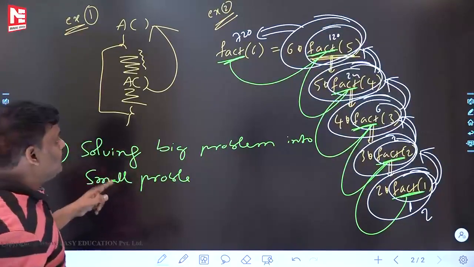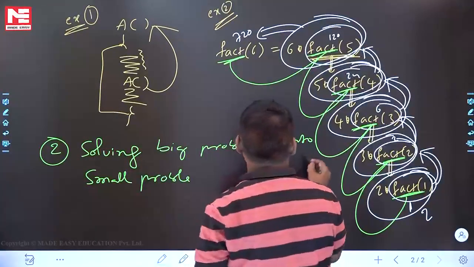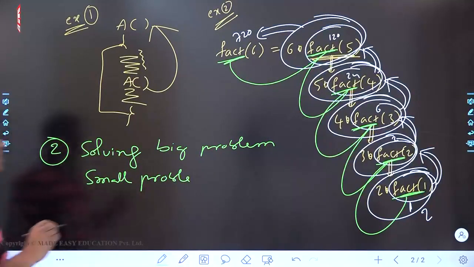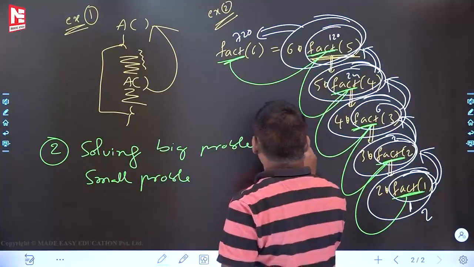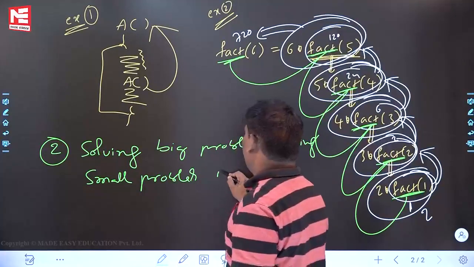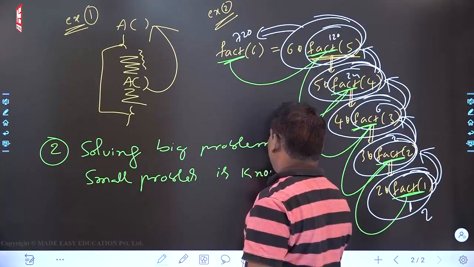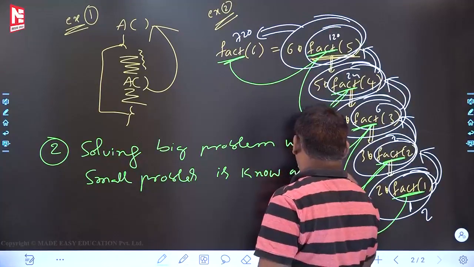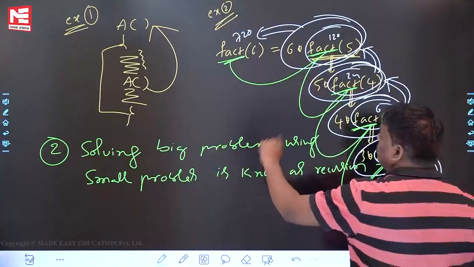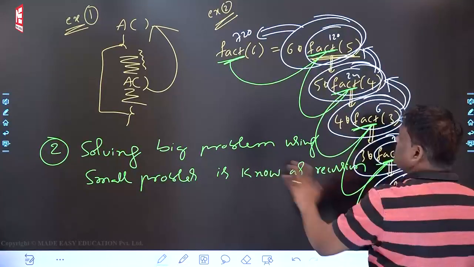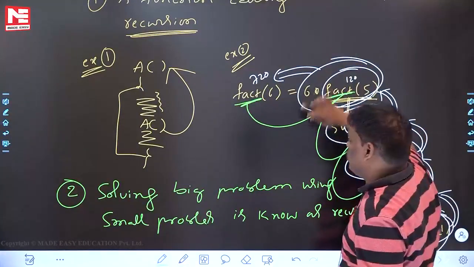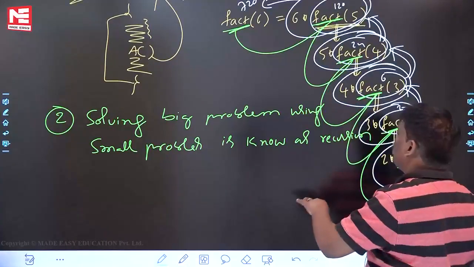Solving a big problem in terms of small problems is known as recursion. Let me remove that. Right, solving a big problem using small problems is known as recursion. I am repeating the second line. Solving a big problem using a small problem is known as recursion. This is also right. Calling itself is known as recursion. That is also okay. Solving a big problem in terms of a small problem is known as recursion.